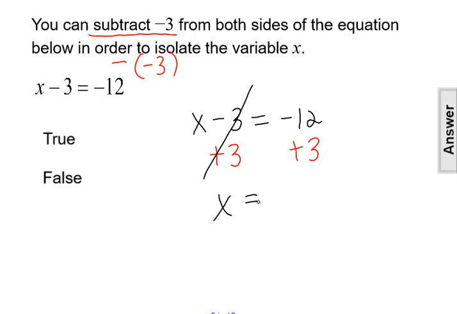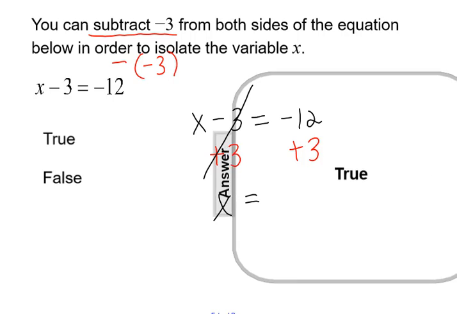So in fact, you can subtract -3 from both sides of the equation below in order to isolate the variable x, so that statement is true.